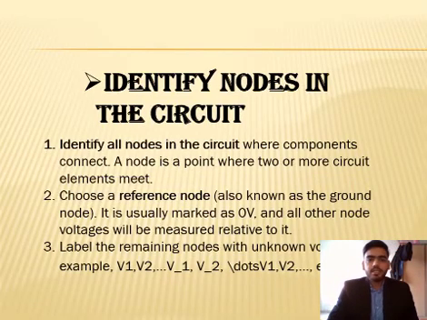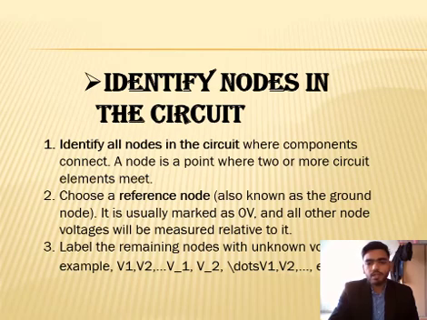Identify the nodes in the circuit. Identify all nodes in the circuit where components connect. A node is a point where two or more circuit elements meet. Choose the reference node, also known as the ground node. It is usually taken as 0 V, and all the other node voltages are measured relative to it. Label the remaining nodes with unknown voltages, for example V1, V2.